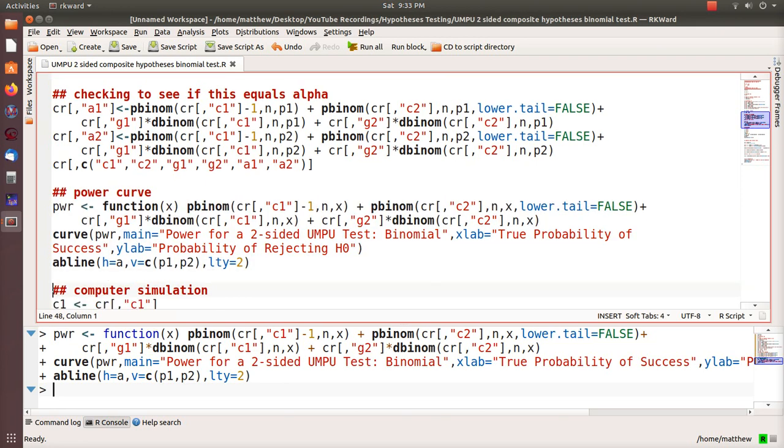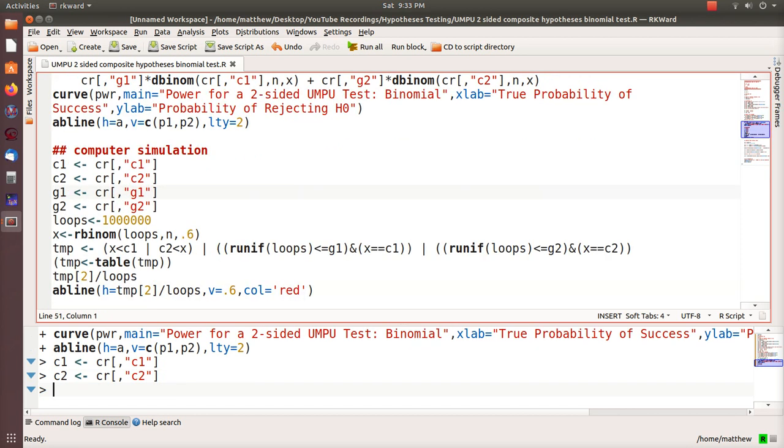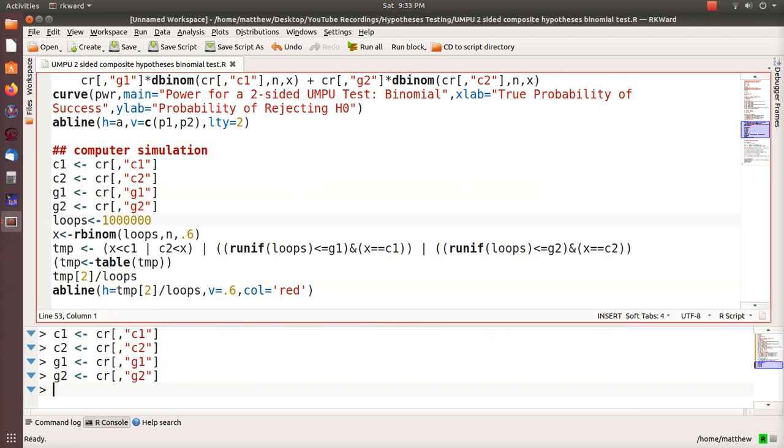So let's do a computer simulation. We store the cutoff values C1 and C2 in their own variable, same way with gamma 1 and gamma 2. We do 1 million loops, the replications. So we generate a binomial of that size, and then we see where it falls in the rejection region. Let's table it, and there's how many trues and falses, meaning was it in the rejection region or not. And let's just look at the power divided by how many simulations we did, which is 1 million. And we have a simulated power of 0.44.